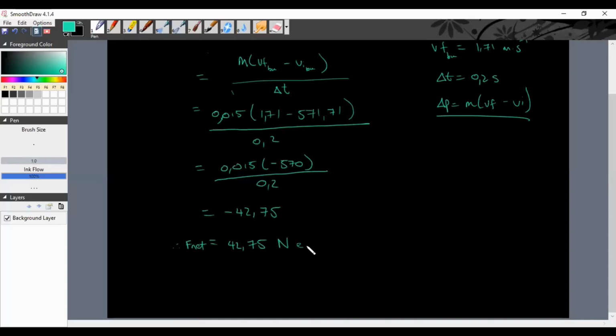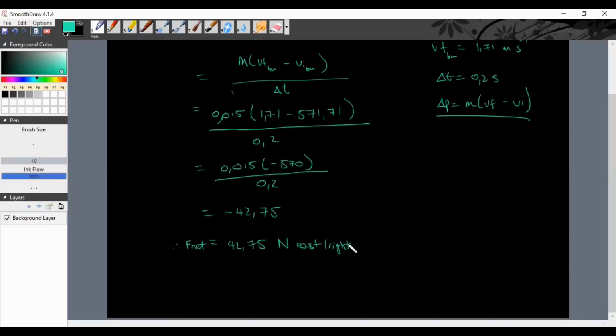Oh wait, but the reason why we got a negative answer, I'm going to explain this quickly, and I knew I was going to get this question. It's good, I'm not upset about it. The reason I'm going to explain this is that, remember, we are dealing with the bullet itself. We are not dealing with the block-bullet system. We are only finding out the force of the bullet on the block. That's all we're finding out. We're doing nothing fancy.